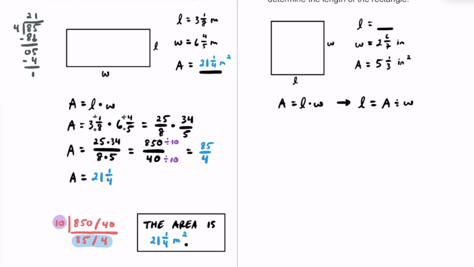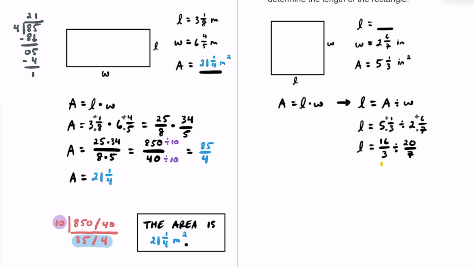Let's go ahead and see if we can now plug some things in here. So the length here we know is going to be equal to the area, which is 5 1/3 divided by this 2 6/7. All right, so good thing we've been practicing how to divide fractions here. We need improper fractions, so no mixed numbers. So let's go ahead and convert these. 5 times 3 is 15. 15 plus the one on top is going to be 16. So this is going to be 16/3 divided by, and then we have 2 times 7, which is 14, plus the 6, that's gonna be 20. So we're dividing by 20/7.